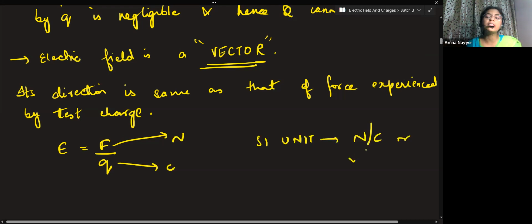Also, we have it as volt per meter. But how can we get it as volt per meter? We'll discuss later on, in the next chapter, potential and capacitance, there is a reason why we call it volt per meter. But you have to remember there are two SI units of electric field, either Newton per Coulomb or volt per meter.